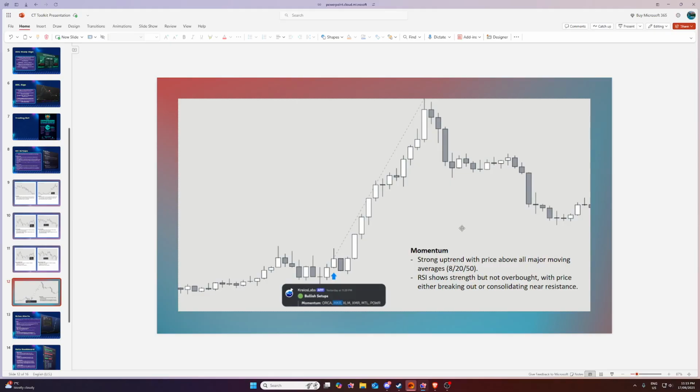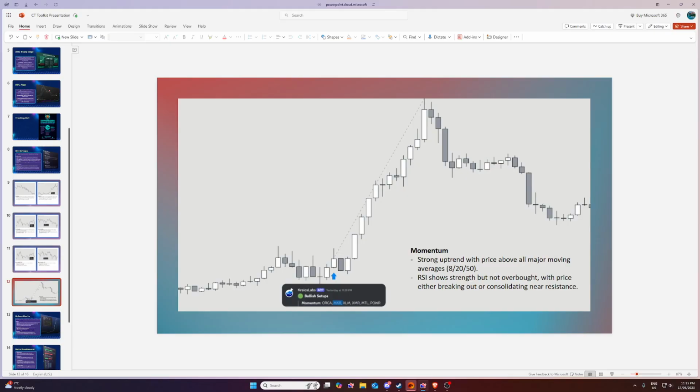And lastly, we have momentum. This one I quite like to use as well because it helps you identify the relative overperformers in the market. The technical parameter is that price is in an uptrend with the price above all of the major moving averages, and the RSI also indicates strength but hasn't entered the overbought zone, so above 70.